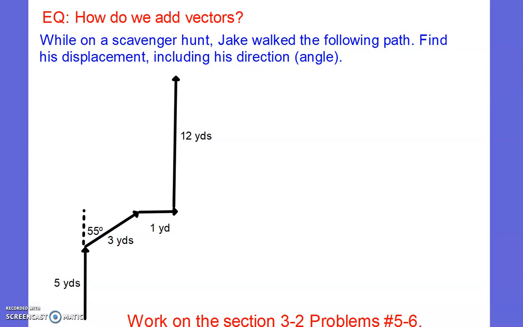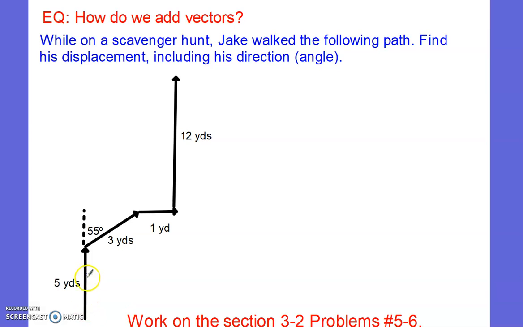In this tutorial, we're going to continue learning how we add vectors. In this situation, we're going to add vectors that are not at a 90-degree angle. In this problem, we have, on a scavenger hunt, Jake walked the following path, and we want to find his displacement, and because the displacement is a vector, we need to find the direction, meaning the angle as well.